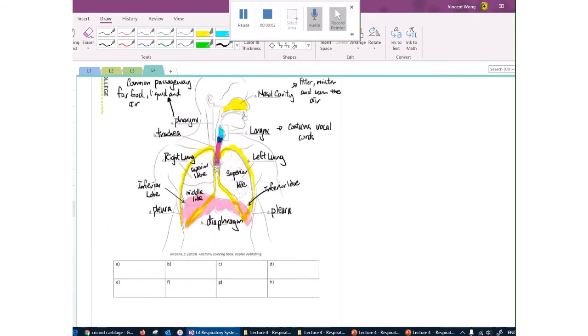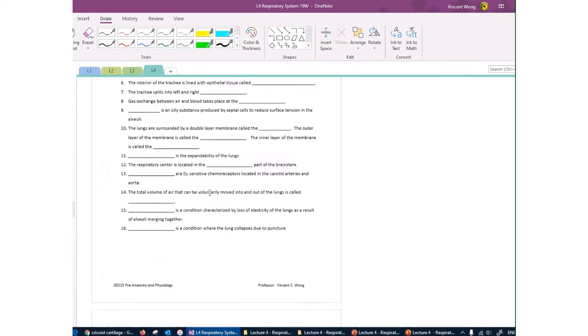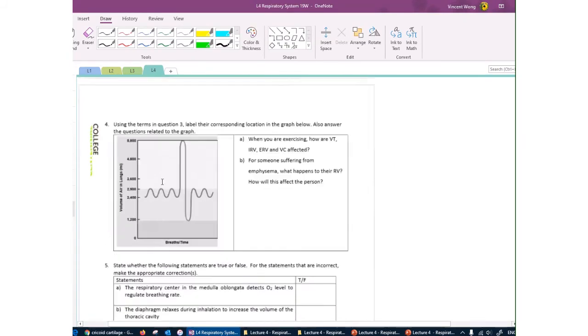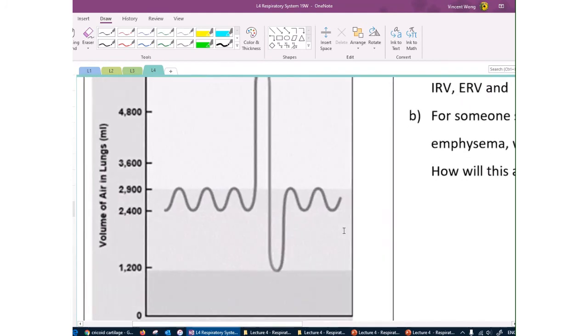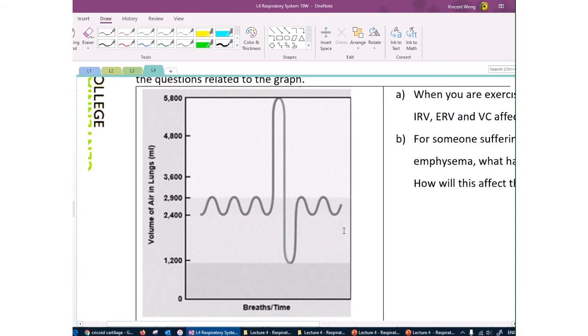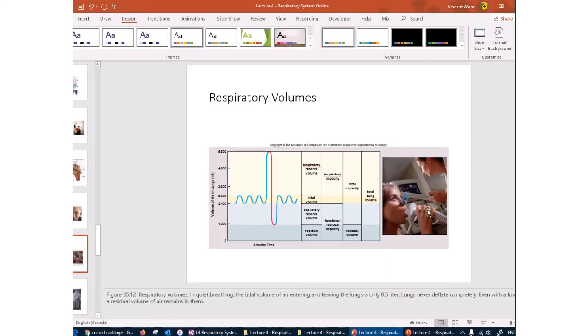Let's go back to our workbook, and we are going to be looking at this graph. Okay. So if you detect the amount of air that you breathe in and out, we will see a graph that looks something like this, okay? And you can do so through a spirometer. That's basically like this machine here.